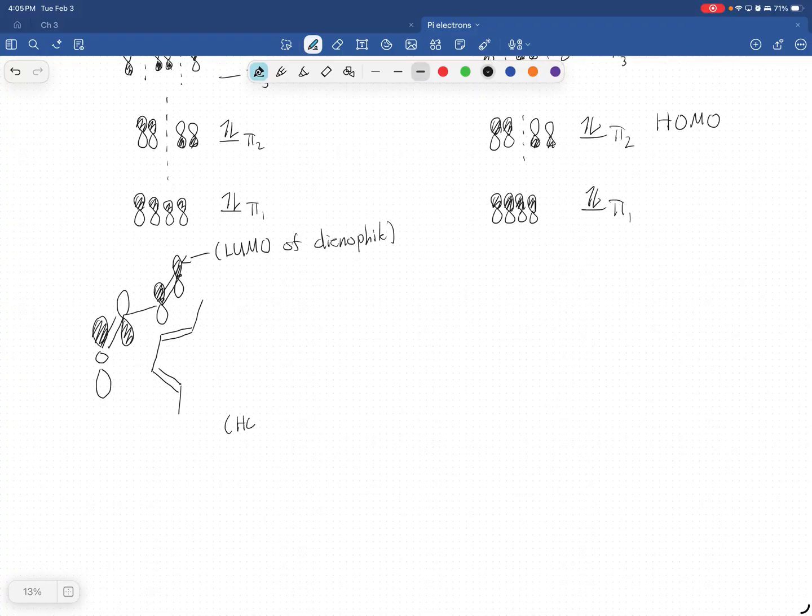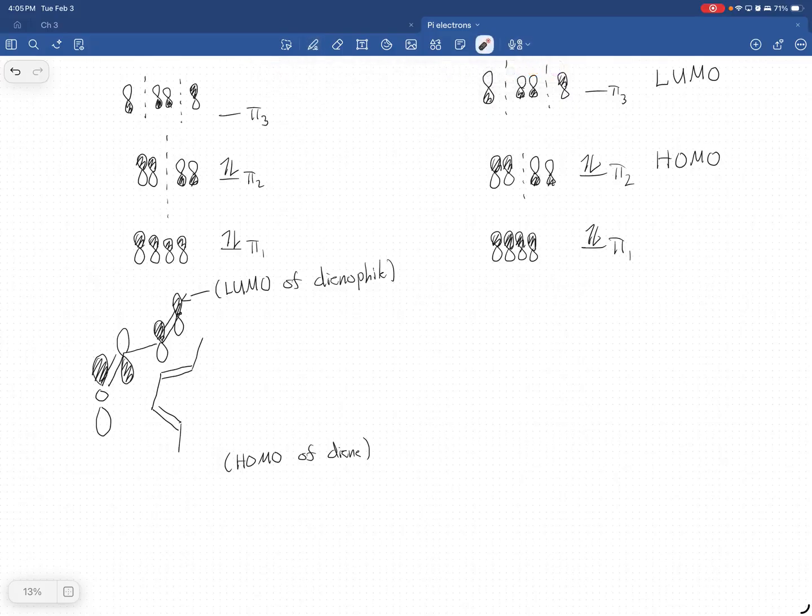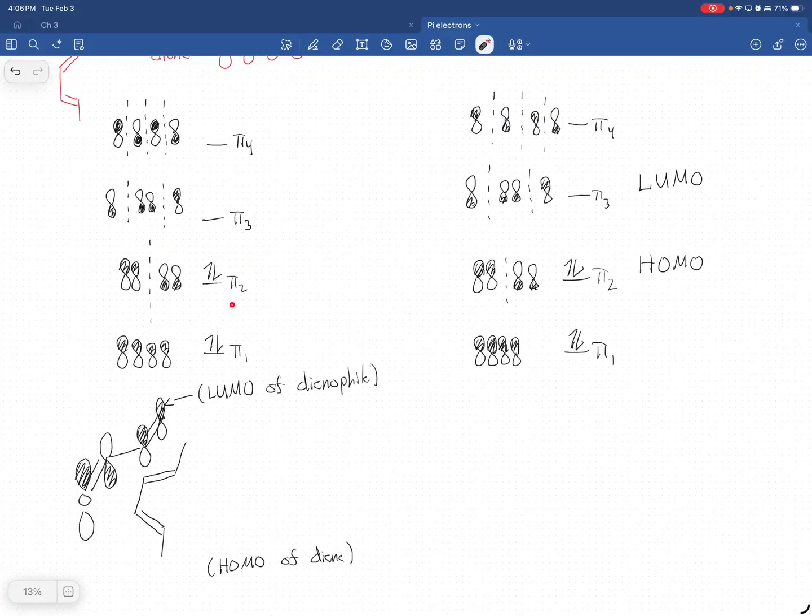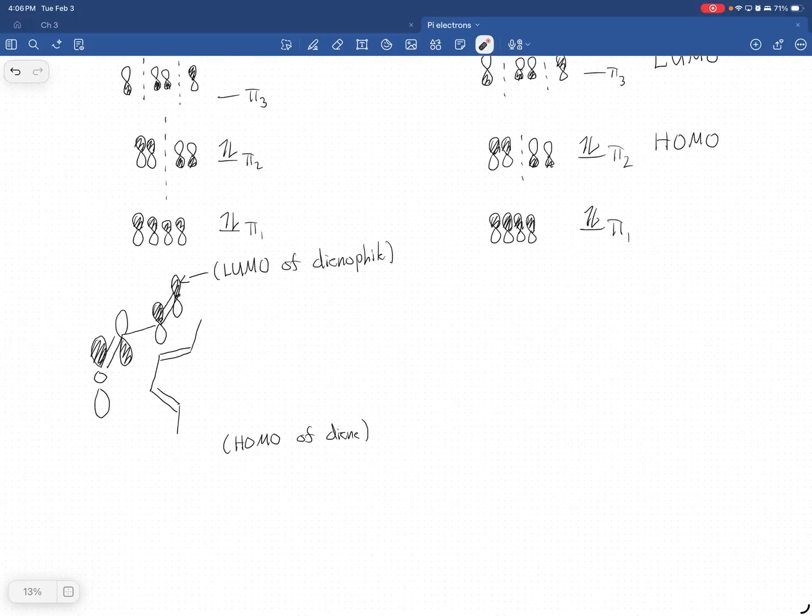Now, for this one here, we use the highest occupied molecular orbital of the diene. Okay, so we use the diene here. If we look at the HOMO picture here, the diene is this one, okay? So we're going to draw those two groups right here. Two of the bonds are similarly shaded, and then two of the other bonds are not as shaded.